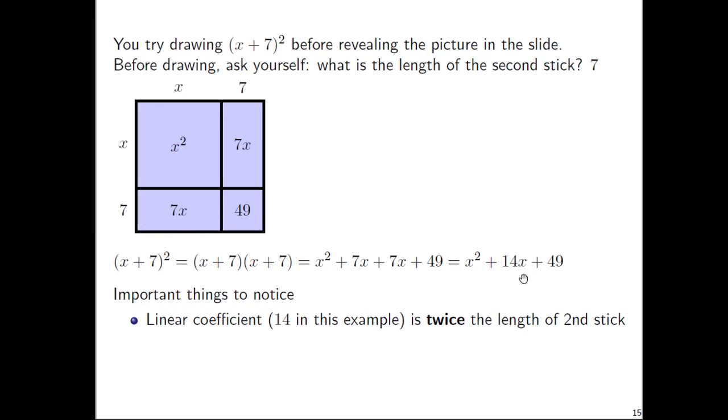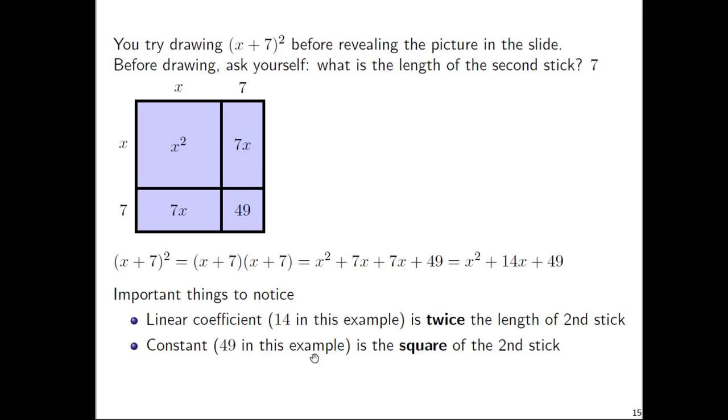So I hope it makes sense in this example, but it's something that will always end up being the case, that the linear coefficient is twice the length of the second stick. Yeah, 14 is twice what 7 was. The length of the second stick in this example was 7. Right? Okay, and then the constant, you see here 49, right?